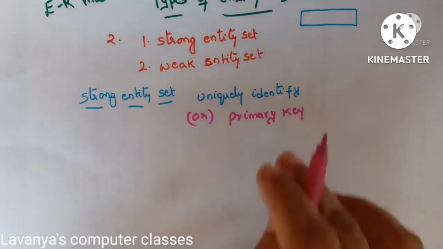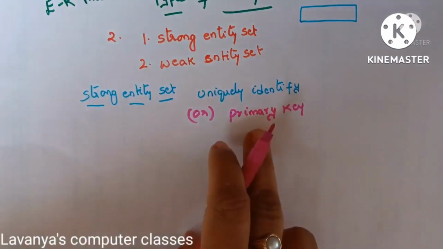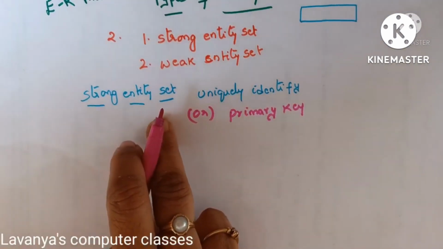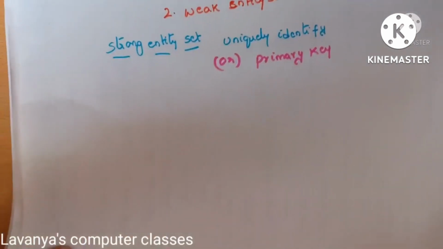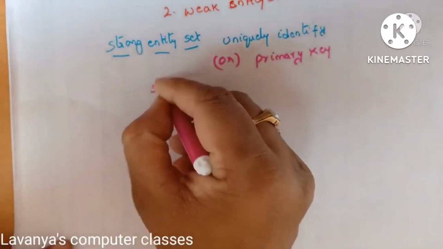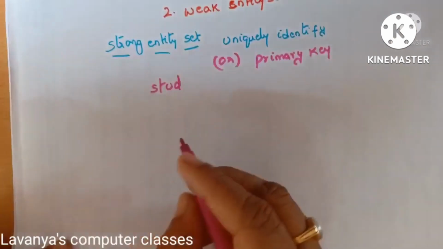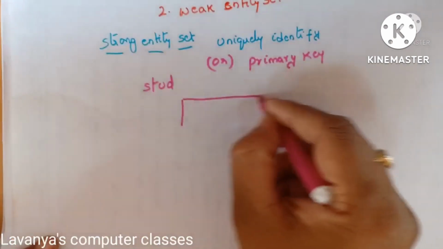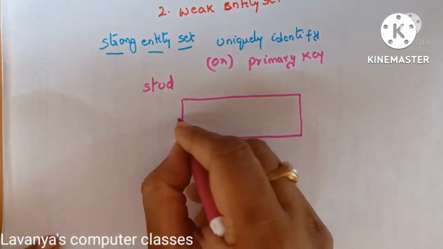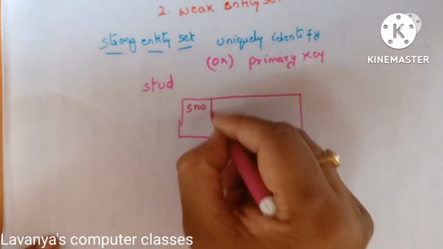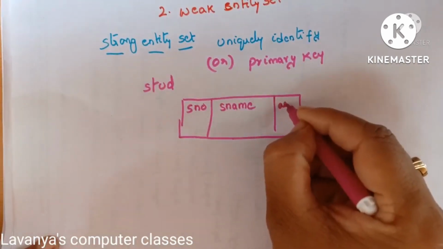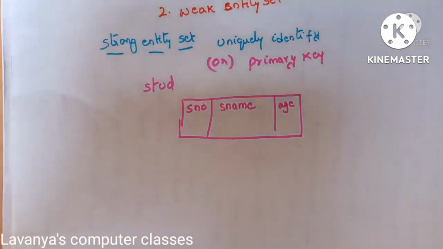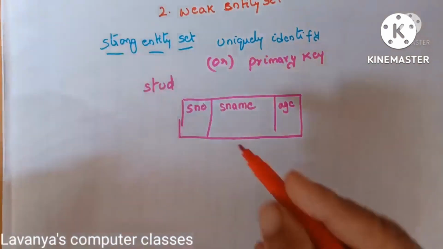So what is the use of a primary key? The primary key is used for uniquely identifying the entity set. For example, I will explain. This is the student table, the student entity set. Entity set means a collection of entities. For example, like this: serial number, student name, age. So these are the fields, the attributes of an entity set.